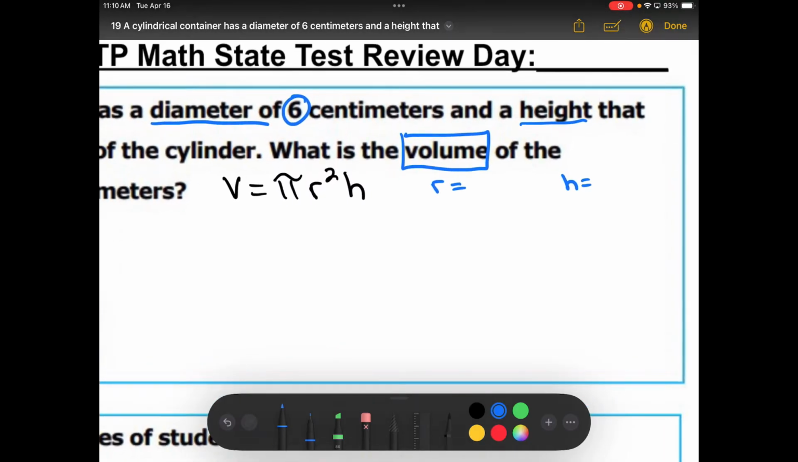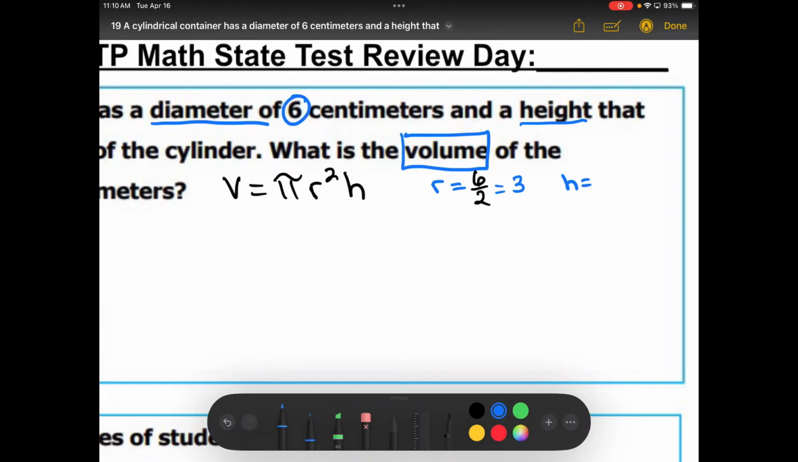According to the information given, it says the diameter of 6 centimeters. Is the diameter the radius? Exactly. It's not the radius. We need half of it. So I'm going to take 6 and do what? Divided by 2, which gives me a radius of 3. Now let's do the height.